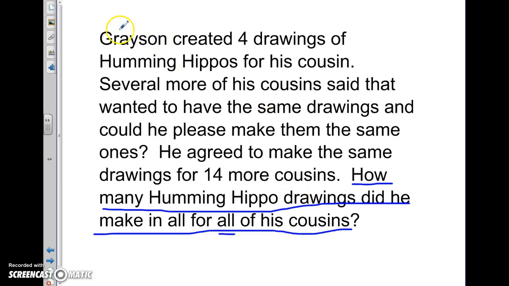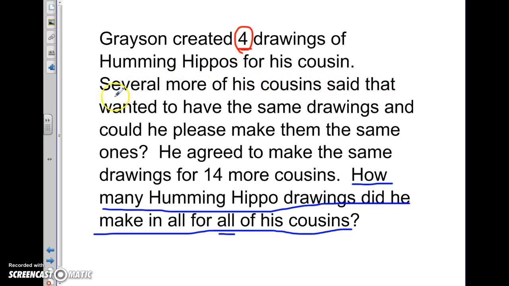So I look up here and I say, okay, Grayson created 4 drawings of his humming hippos for his cousin. That is probably pretty important, right? That there are 4 drawings that he created for his cousin. So I'm going to go ahead and underline this with a different color. I could circle it, something that really draws my attention to what's important, to make sure to include that when I'm solving this problem.